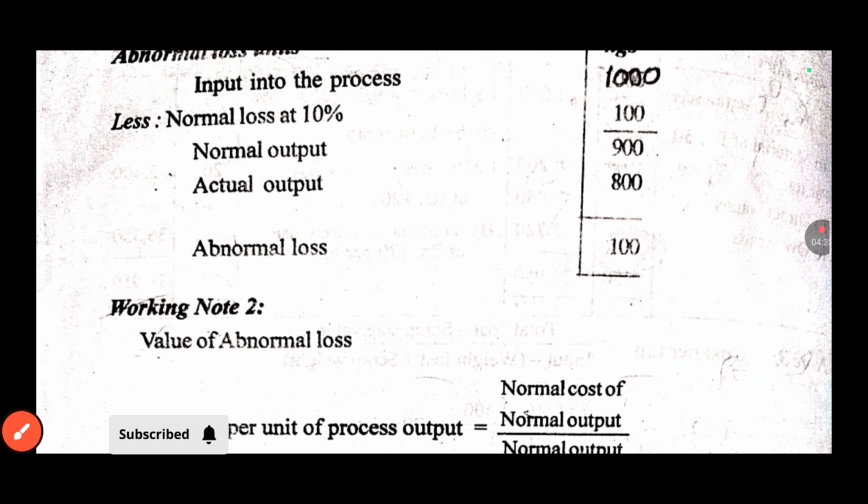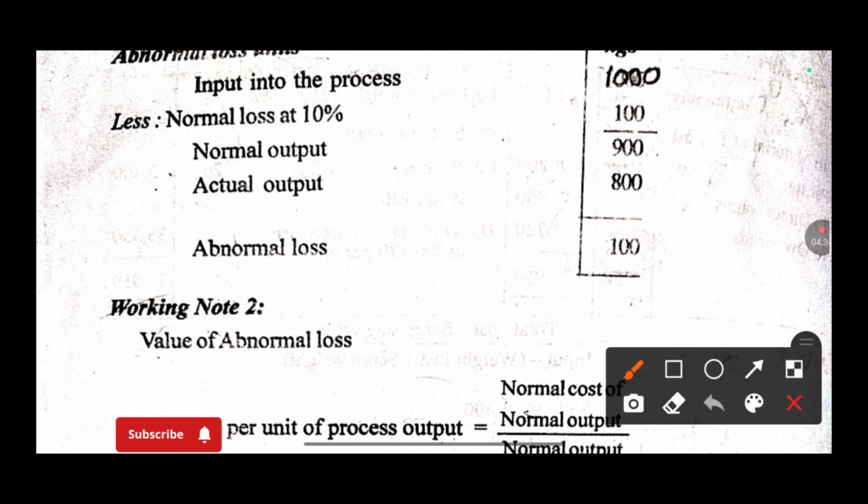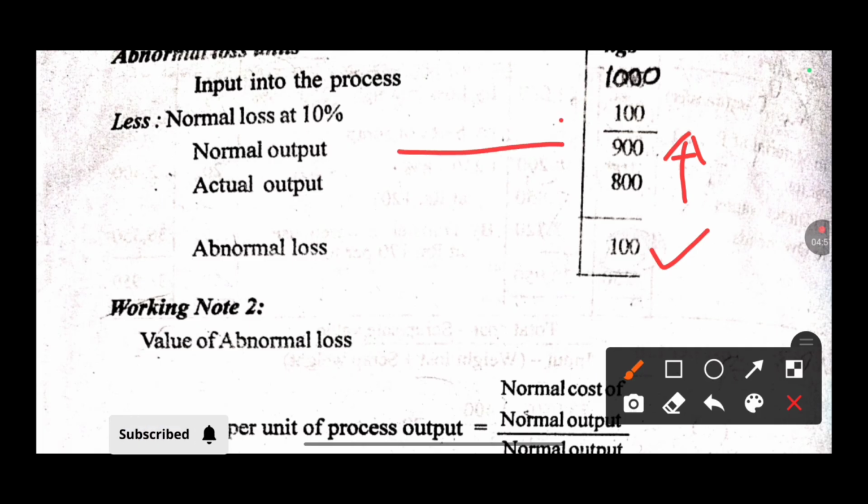So how can you find out that 100 kilos is abnormal loss or abnormal gain? It's very simple. We have the format to find out whether it is abnormal loss or abnormal gain. Listen, if the normal output is more than that of the actual output, the difference value is called as abnormal loss. Accordingly, we have normal output is more than that of the actual output.